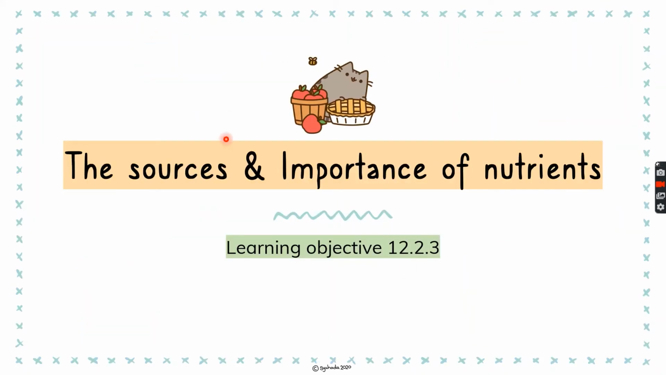Now let's talk about the sources. So sources means, where do they come from? Where can you find all of these nutrients, and why are they important for your body?